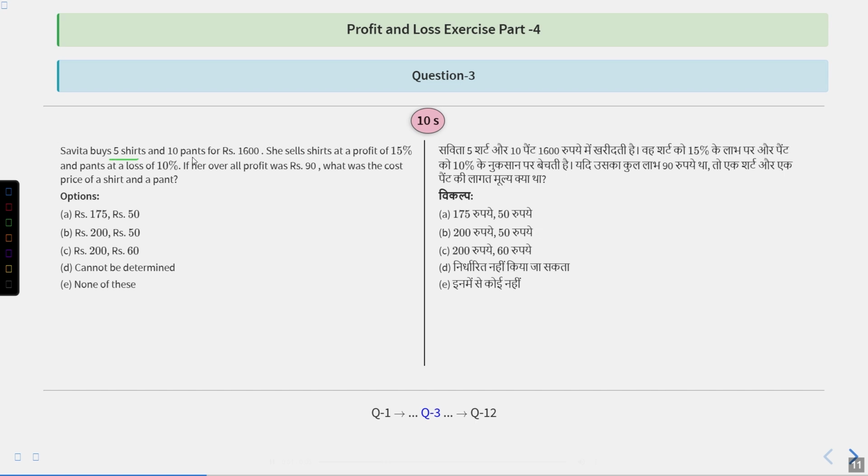Savita buys 5 shirts and 10 pants for 1600 rupees. She sells shirts at a profit of 15% and pants at a 10% loss. If her overall profit was 90 rupees, what was the cost price of a shirt and a pant? You have 5 options and 10 seconds to analyze the question. Your time starts now.